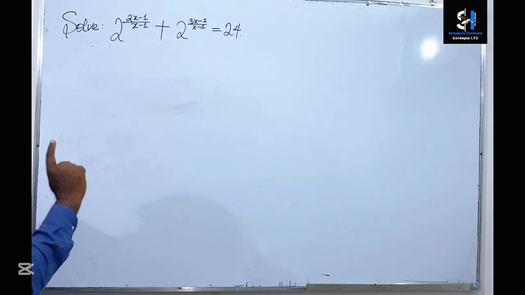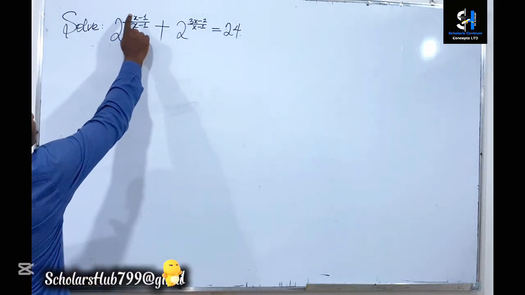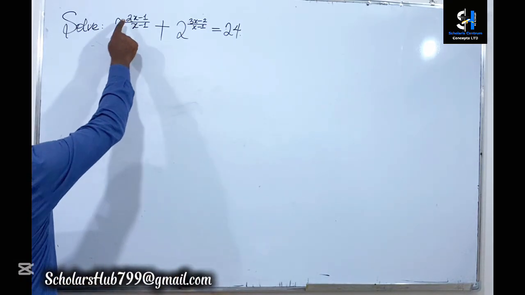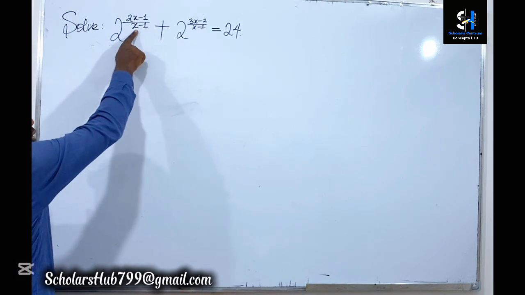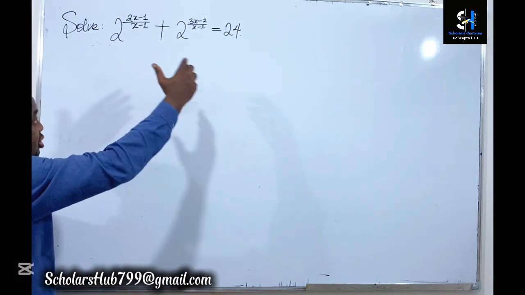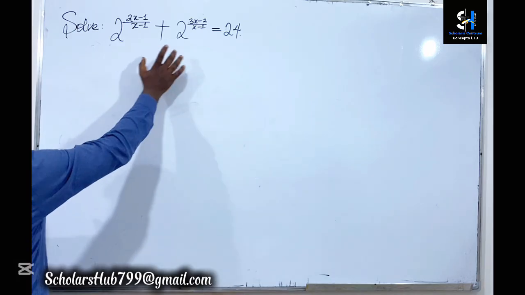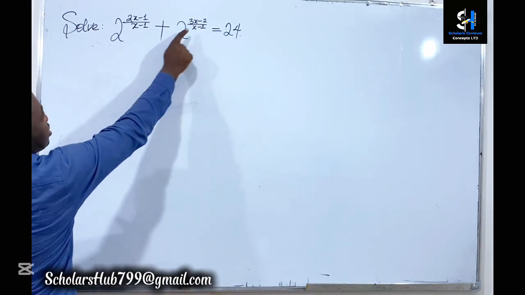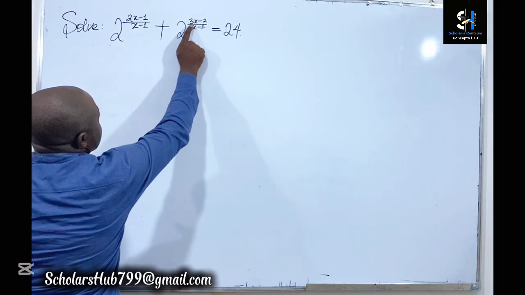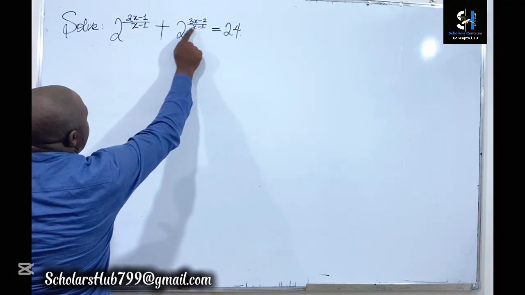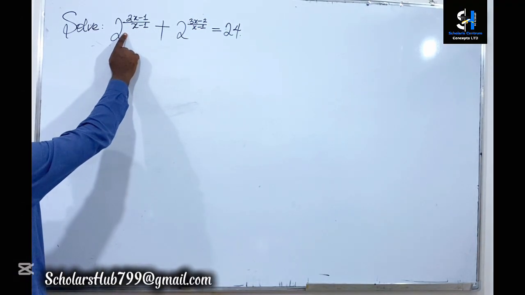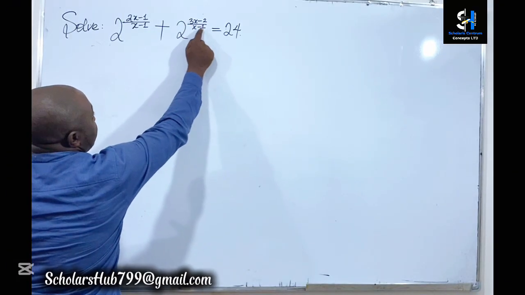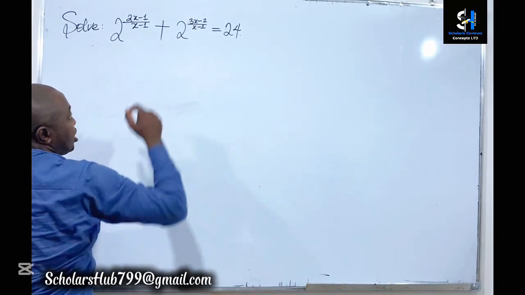The first thing we need to observe here is that the power of 2 in the first term is a fractional exponent. That is, we have a fractional index in this case. This is a fractional index. This is also a fractional index. But we can make this have the same power as the first term if we want. First, we'll need to expand the numerator of the power of 2 in the second term.